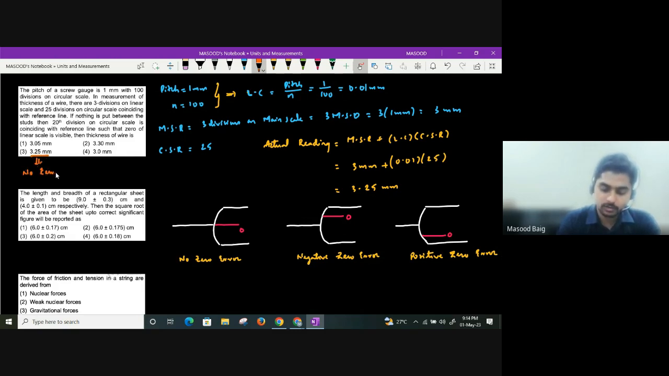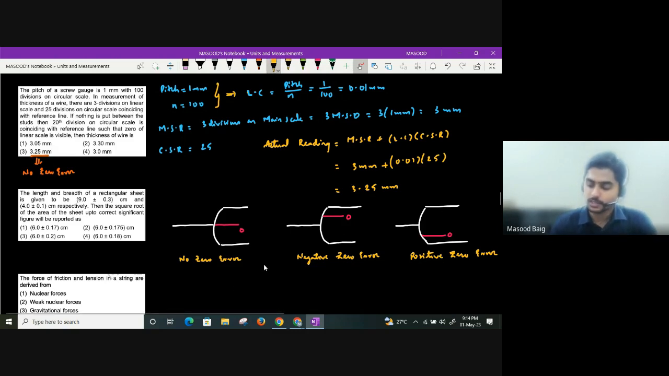So here, obviously, zero error is there. If nothing is put between the studs, the 0 and the reference line should coincide with each other, guys. But here, are they coinciding? No. If the 20th division on the circular scale is coinciding with the reference line such that the 0 of the linear scale is visible, then what is the thickness of the wire? So the 20th division is coinciding here, so in this situation it will have positive zero error. So 0 will be here, then followed by 5, 10, 15, 20. So here you have positive zero error.